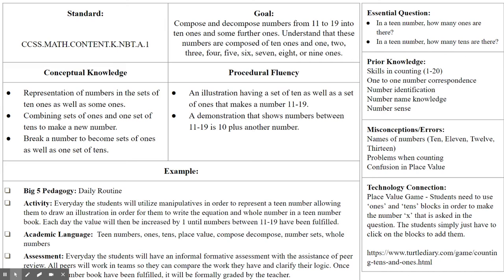Each day, the students will have an informal assessment through peer review. The students will work in teams to compare their work and clarify their logic. Once the teen numbers book is complete, it will be submitted and formally graded by the teacher.